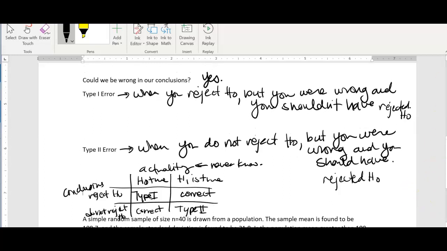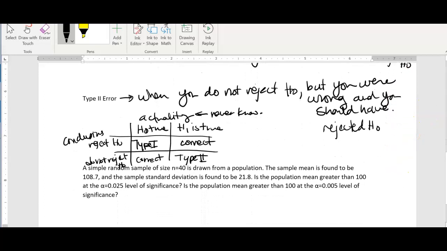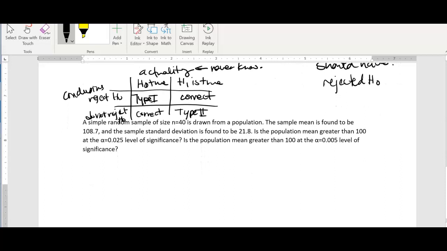Okay. A simple random sample of size n equals 40 is drawn from a population. The sample mean is found to be 108.7. The sample standard deviation is found to be 21.8. Is the population mean greater than 100 at the alpha equals 0.025 level of significance? Okay.